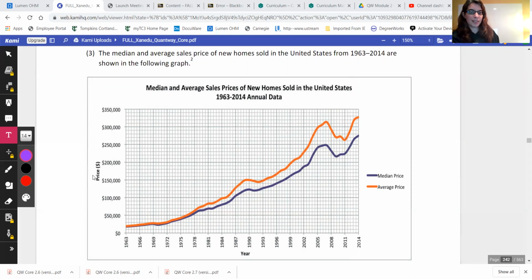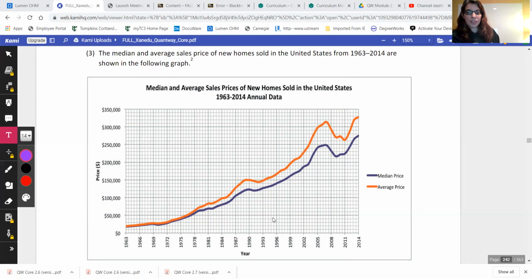The y-axis here, the vertical axis, is price in dollars. You know, sometimes we've seen things where it's thousands of pounds or thousands of dollars or whatever. It's just plain dollars here. So we go from 0 up to $350,000. And then the years go from 1963 up to 2014.